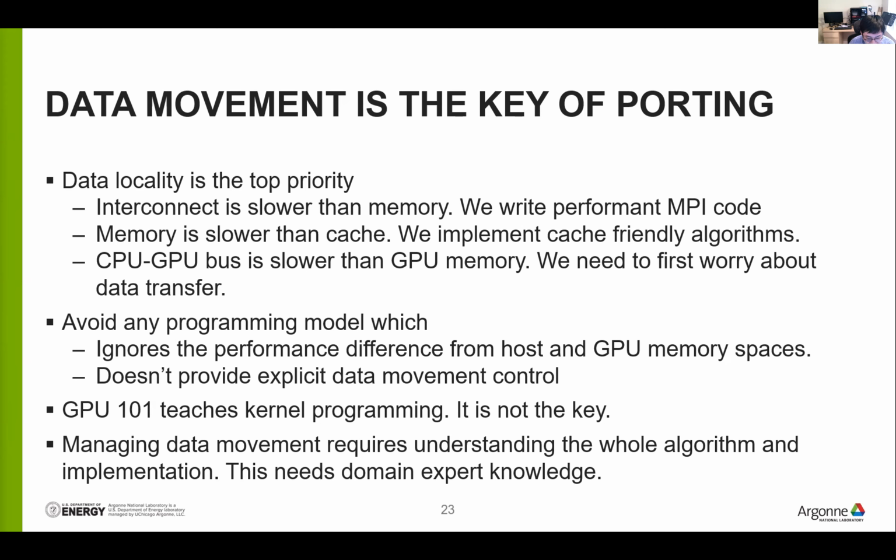So data movement is the key for porting. Similar to MPI, where the interconnect is slower than memory, we learned how to program MPI properly. With memory versus cache, we implement cache-friendly algorithms. The GPU bus is similar, and we deal with it with proper data transfer management. So this is the top priority for me to consider when porting to GPUs.